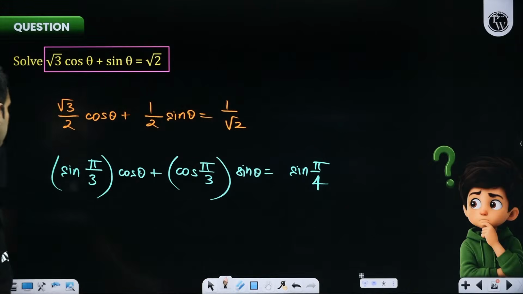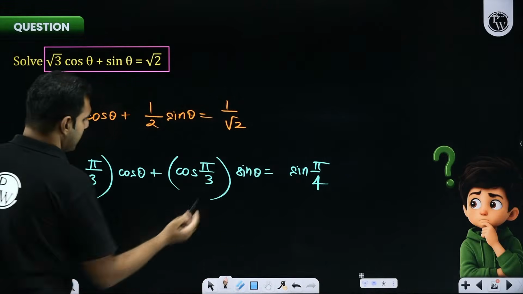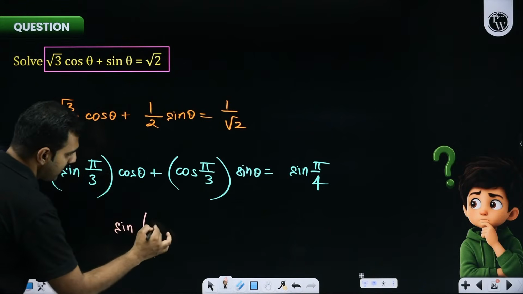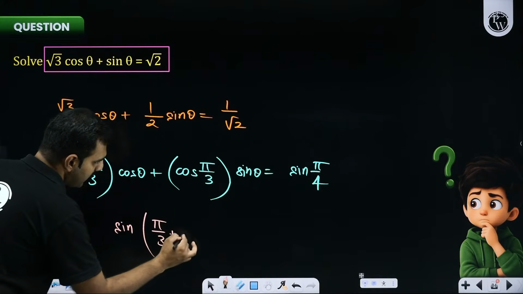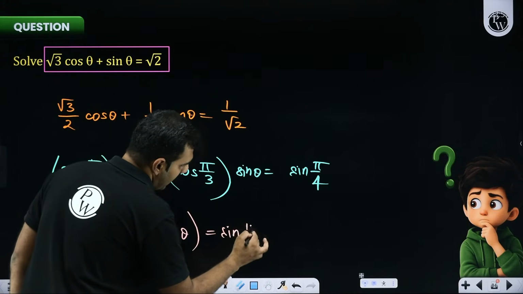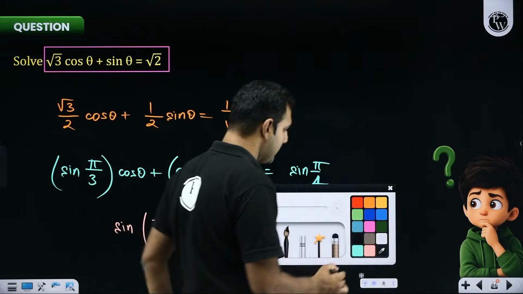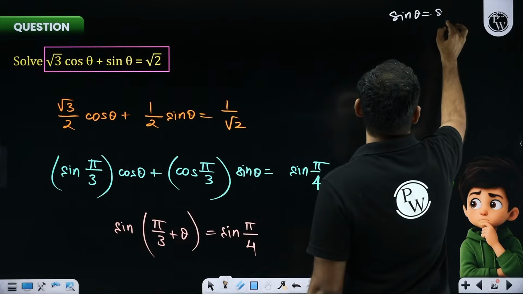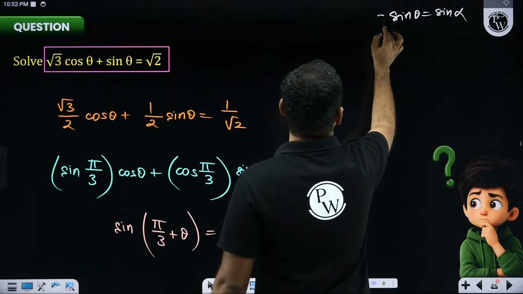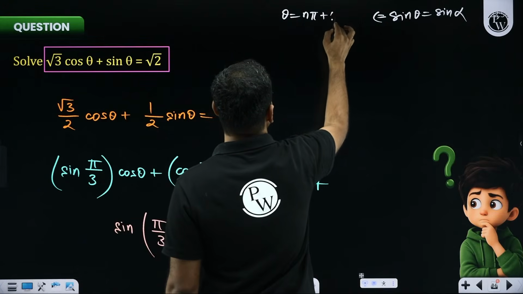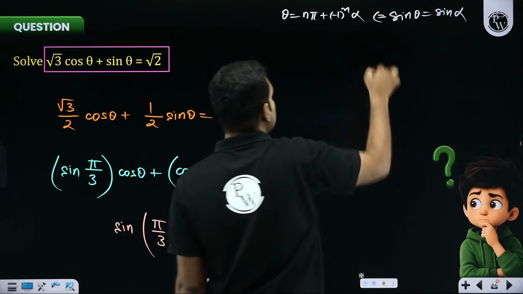Now, I hope you know sine A cos B plus cos A sine B. What is that? Sine A plus B. So this is sine A, what is A? Pi by 3 plus B, which is theta, is equal to sine pi by 4. Now, kindly let me know, did we not learn that if sine theta is equal to sine alpha, we did discuss that theta is given by n pi plus minus 1 to the power n alpha, the general solutions.